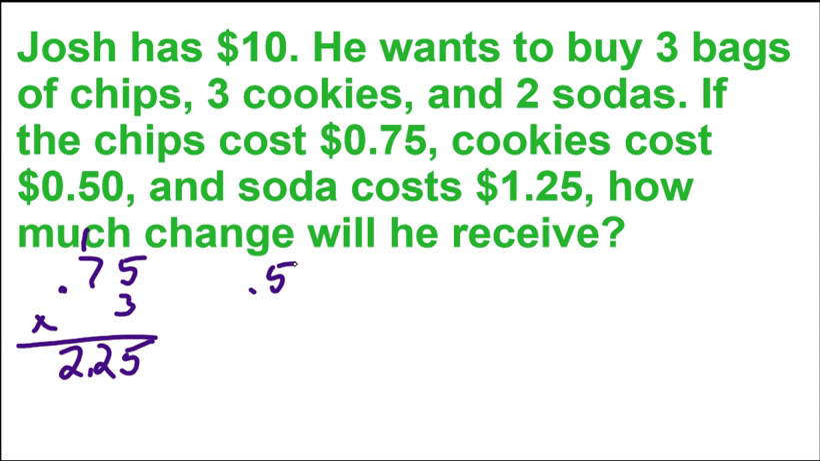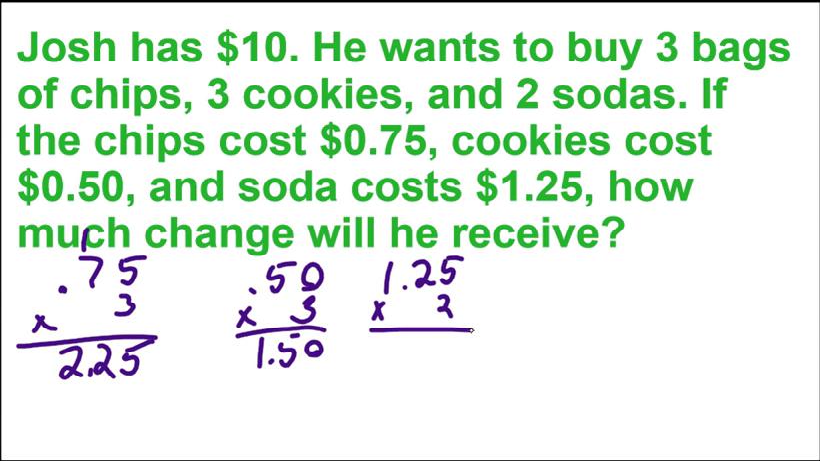Cookies, we got 50 cents for each cookie, 3 cookies. Same idea, 2 digits to the right. Answer's got to have 2 digits to the right. Money's actually pretty easy. You're always going to have 2 digits to the right if you got your decimals with money. Then soda, $1.25 for each. Bought 2 of them. $2.50 on the soda. Okay? So that's what he spent on each item.